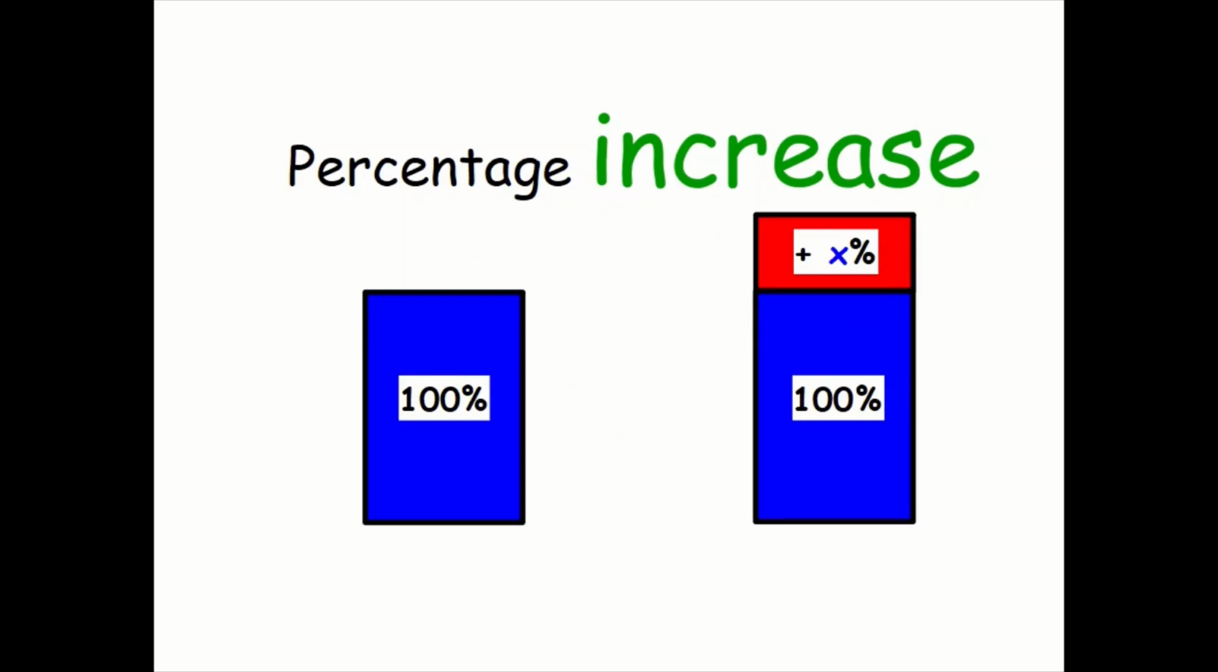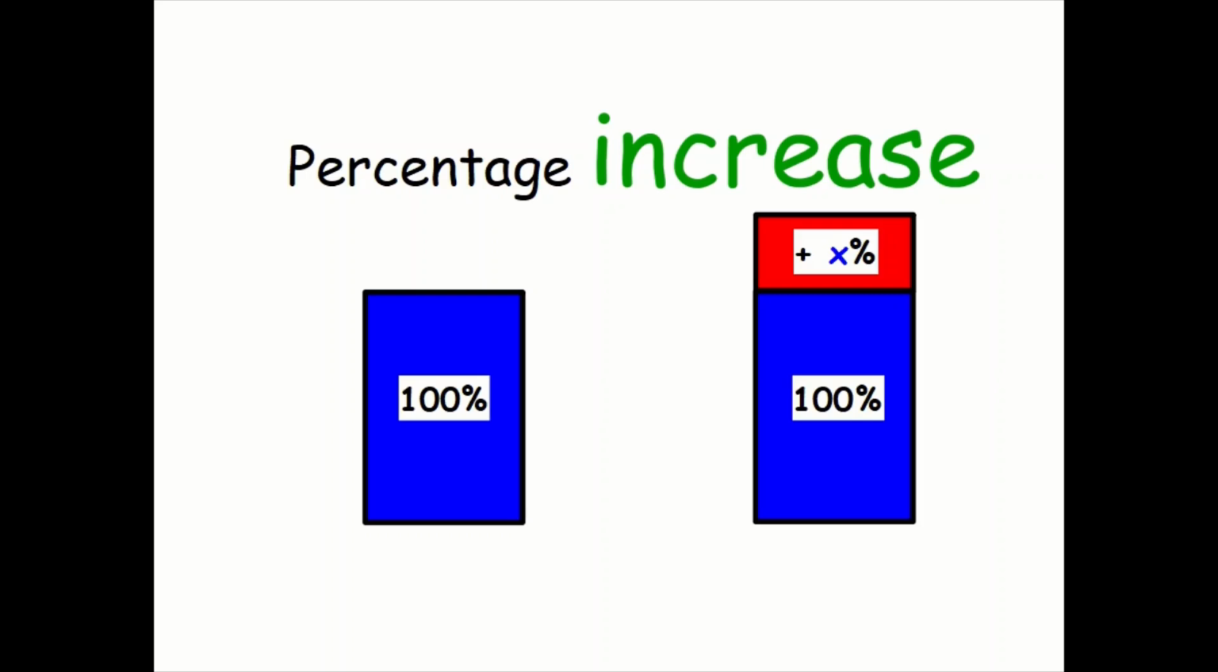If you look at this diagram for percentage increase, you can see that you have got the original amount here, 100%, and you are adding on a given percentage, in this case, X%. It's really important that you can visualize this percentage increase like this, because in a moment we are going to be using multipliers to do these percentage increases and indeed decreases later on in the video.